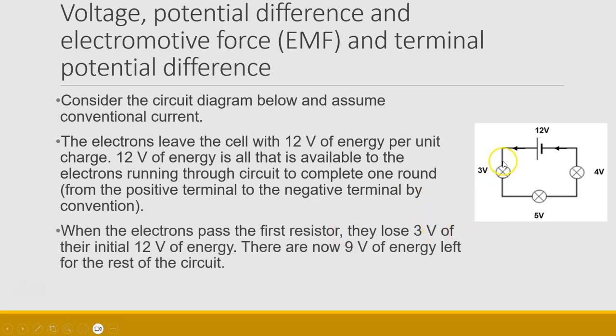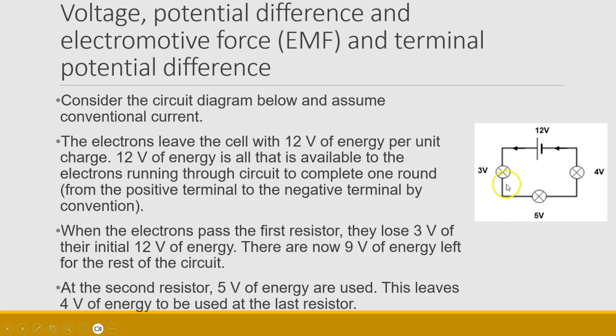So when the electrons pass that first resistor, they lose 3 volts of energy of their initial 12 volts. So over here, they leave the cell with 12 volts. They enter the resistor with 12 volts of energy, but they come out on the other side with only 9 volts of energy left to get them through the rest of the circuit. At the second resistor, 5 volts of energy are used, and that leaves 4 volts of energy available to be used in the last resistor.